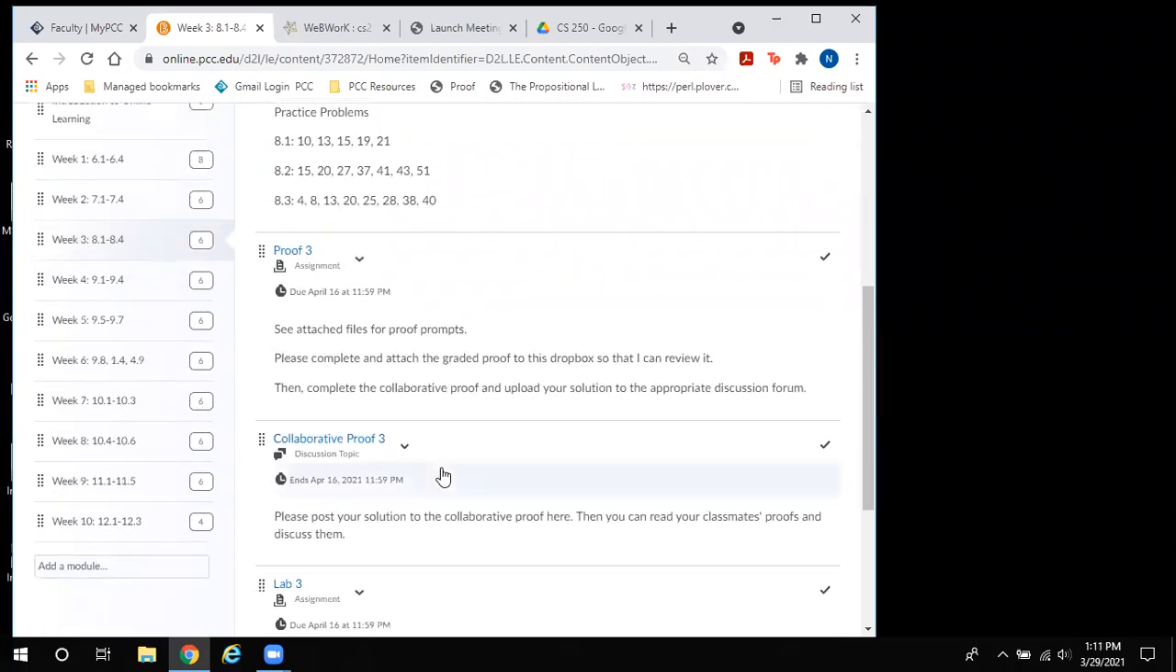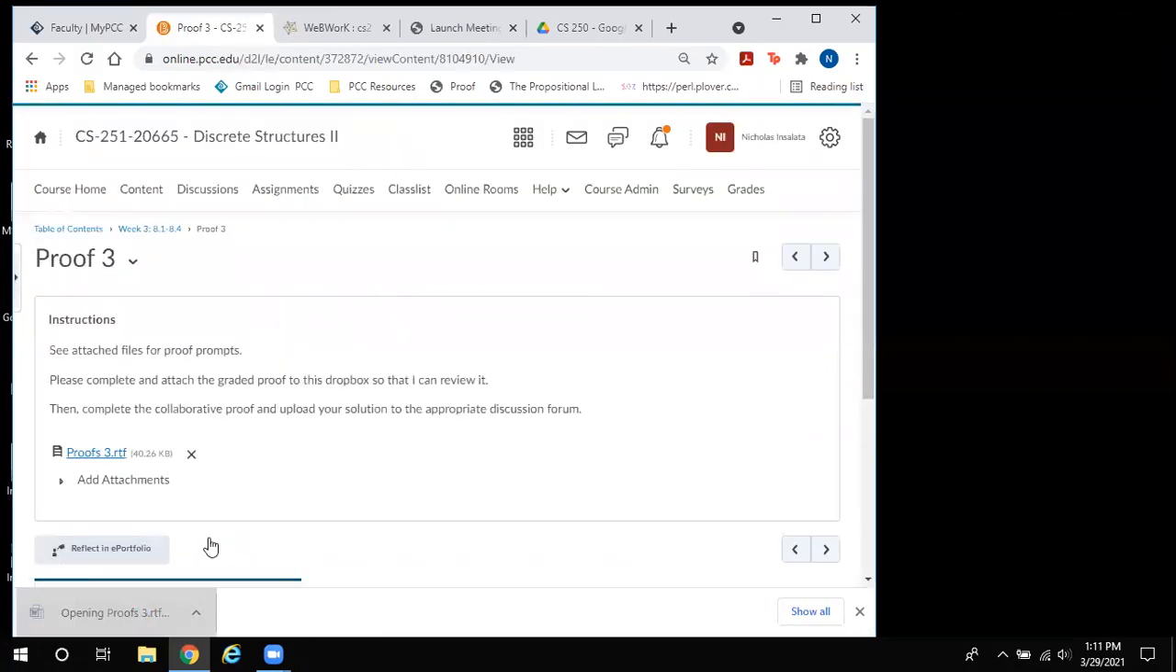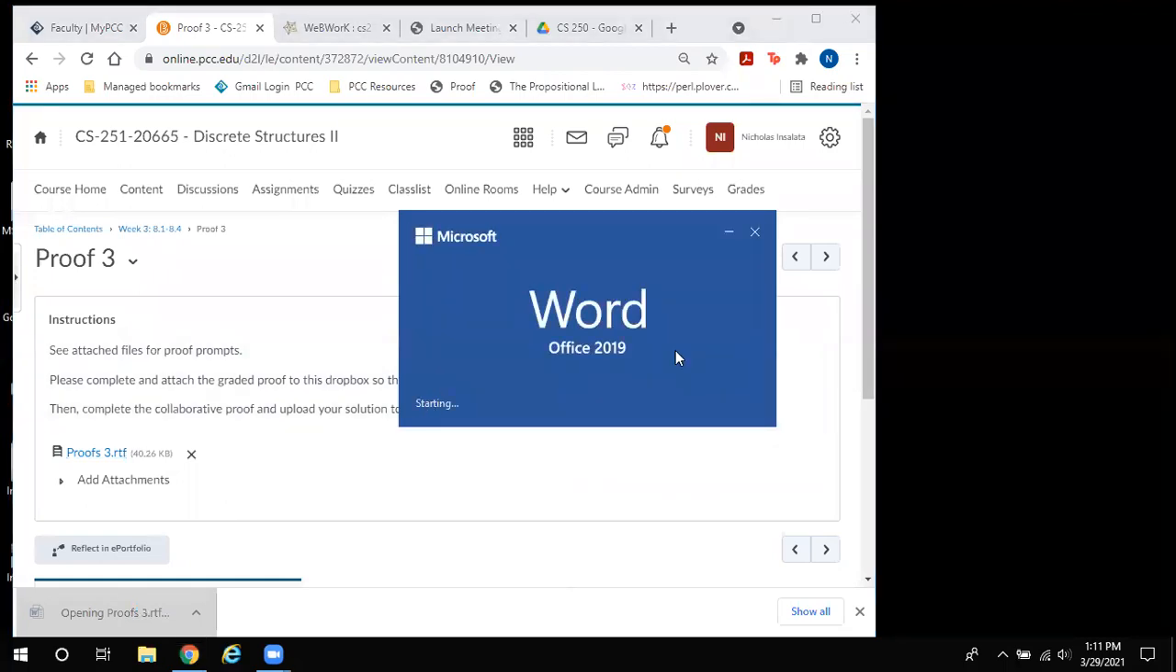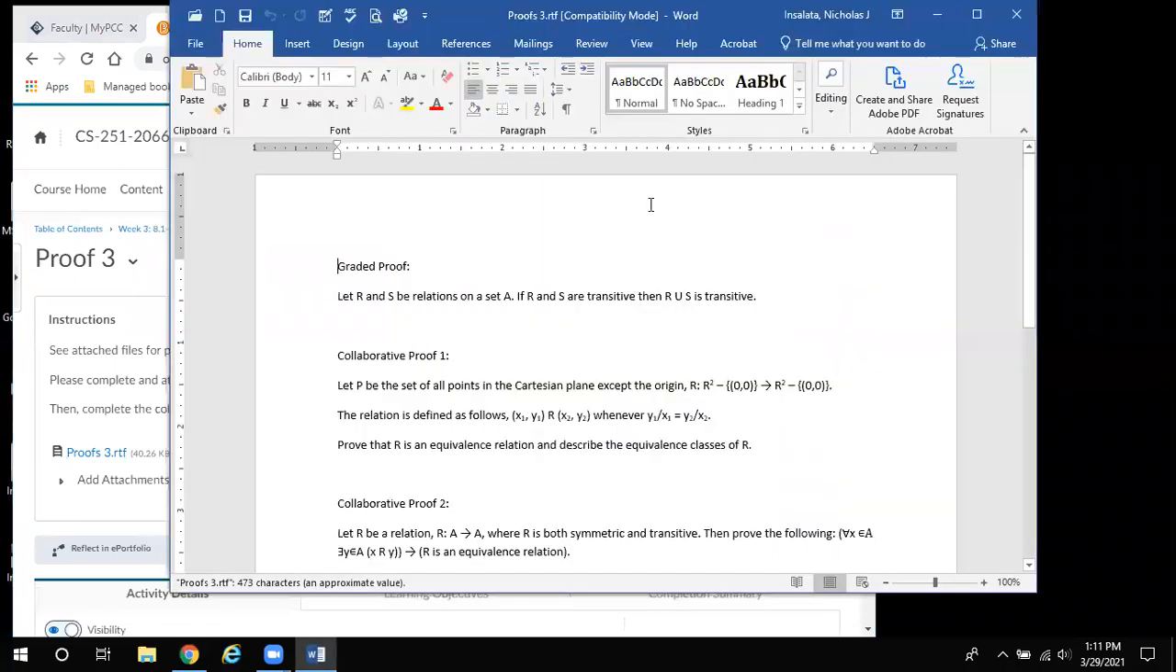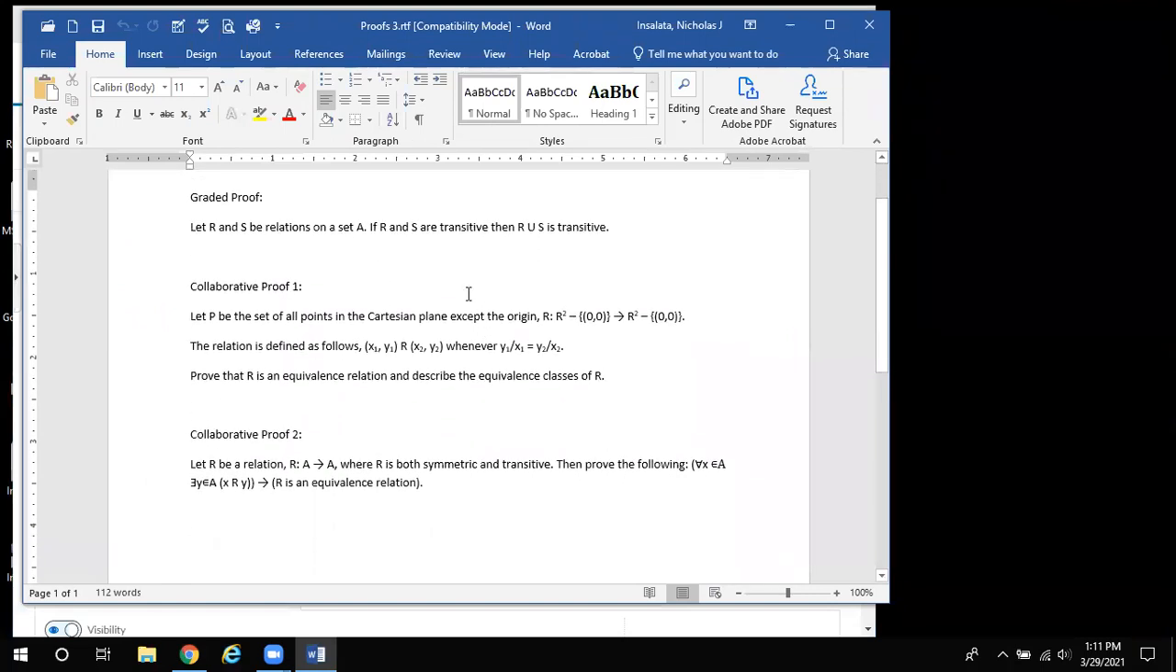Okay, so what else do we have each week? We also have a proof and a collaborative proof. Now, they're the same sorts of thing, okay, but they're graded differently. So let me give you an example here. So if I go to the proof, and it has this little document here, which I'll open for you. All right. So each week, there's going to be 1 graded proof and 2 collaborative proofs, okay?